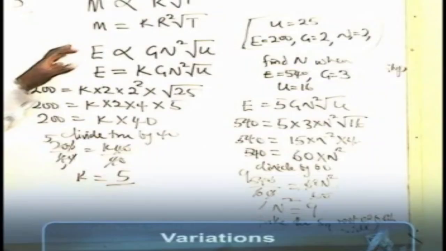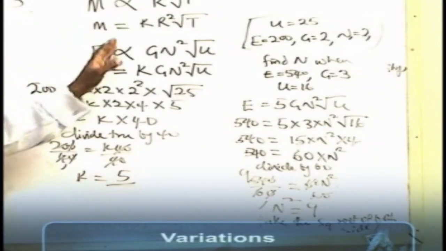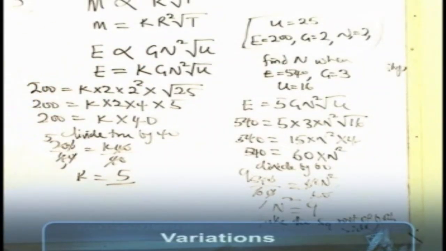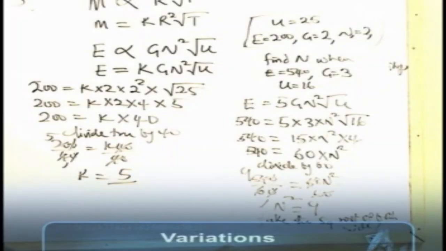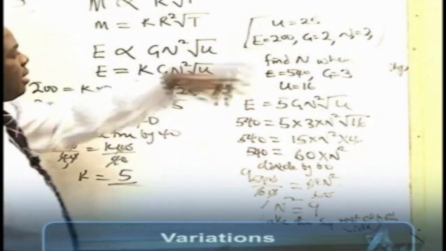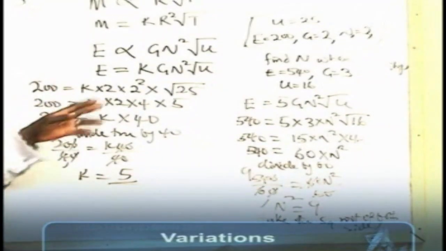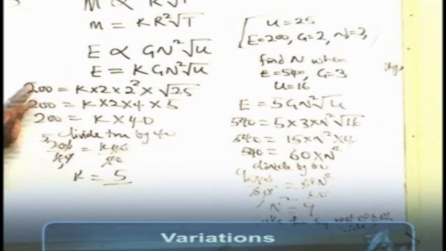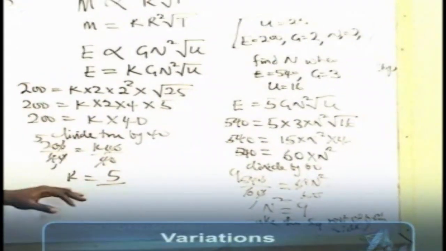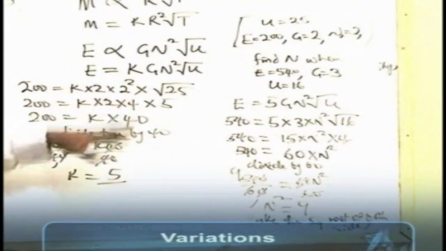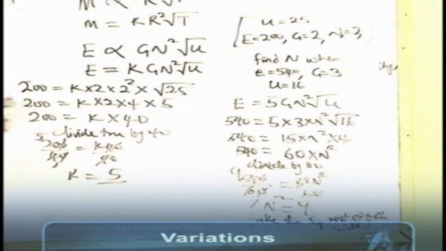In the question we treated, we said E varies jointly as g, n squared, and the square root of u. We substituted the values that were given to us initially so that we can determine the constant. E was given as 200 and all other values were given as stated on the board. We substituted those values and we're able to get our k. If you look at the way we've done it, just follow the process, you won't have any problem.